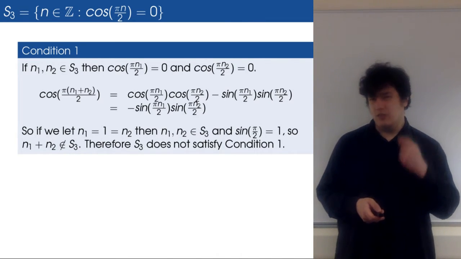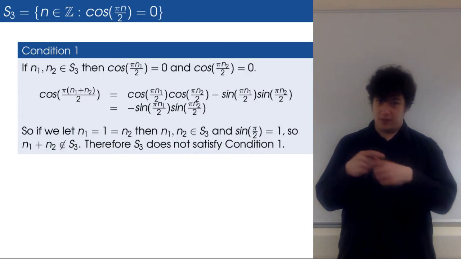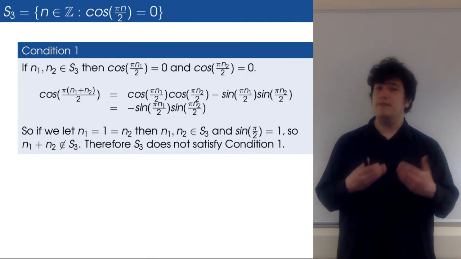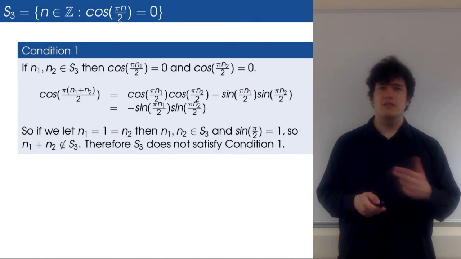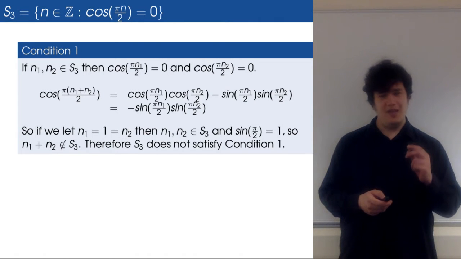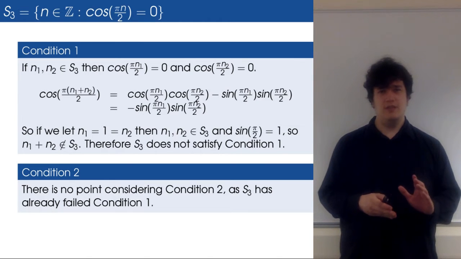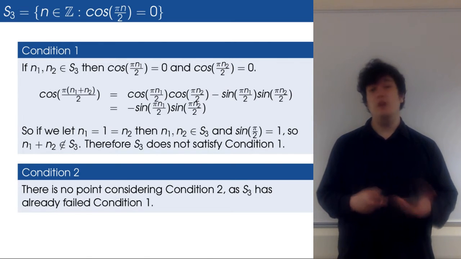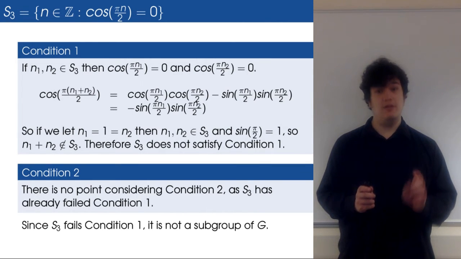This looks like it's not going to be 0 when n1 and n2 are giving us cosines of 0, because of the way the sine wave and the cos wave never sync up. So this means we can probably find a counterexample, and in this case, let n1 be 1, let n2 be 1. This gives us a counterexample. And since we have a counterexample, S3 does not satisfy condition 1. And since it doesn't satisfy condition 1, there's no point considering condition 2. For something to be a subgroup, it has to satisfy both conditions, and if we know it already fails 1, there's no point going any further. So we know that S3 is not a subgroup.